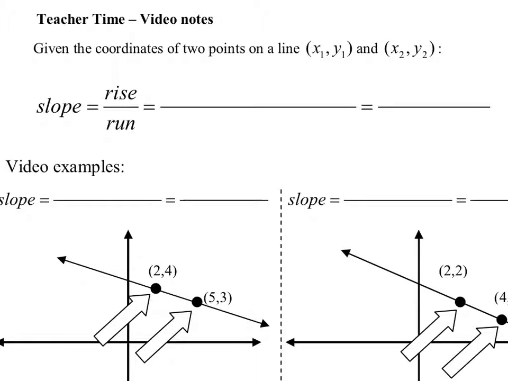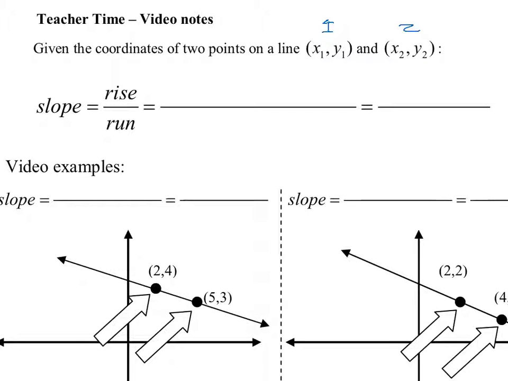Each point, we'll call this point number 1. We'll call this point number 2. Each point has an x and a y. Okay, each point has an x and a y. When we're thinking about rise over run, rise is talking about how much you're changing in which direction, x or y.